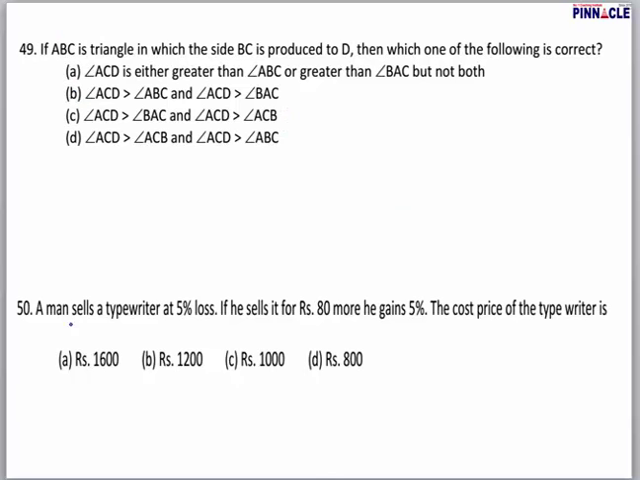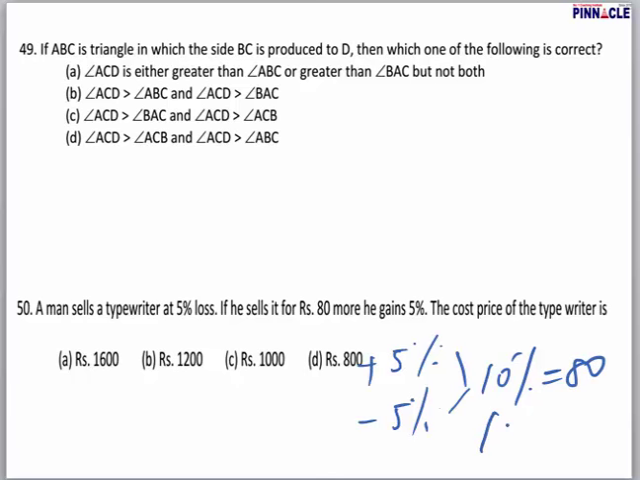Now the question number 50. In this question, a man sells a typewriter at 5% loss. If he sells it for rupees 80 more, he gains 5%. It means 5% loss and 5% profit. The gap is 10%. This is a window question. 10% is representing 80 rupees. 100% will represent 800 rupees. Answer is 800. So in this presentation, we have done 50 questions, 26 to 50.